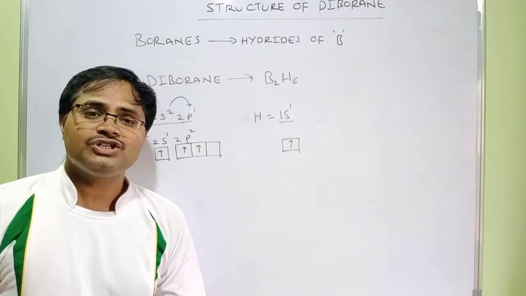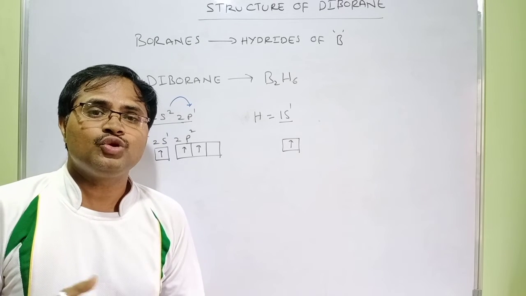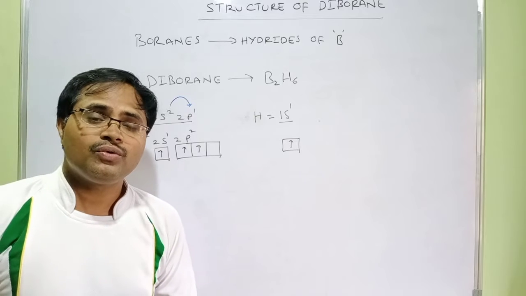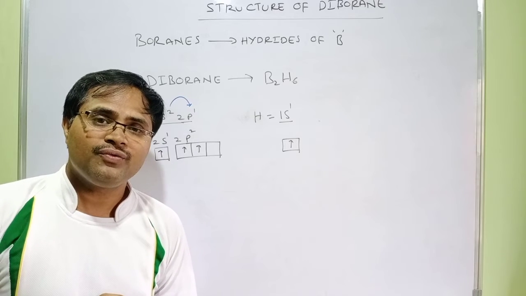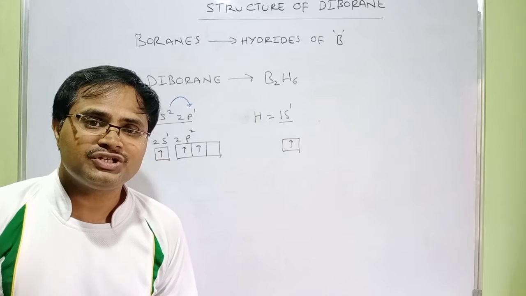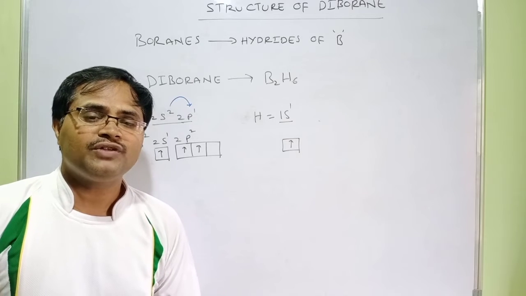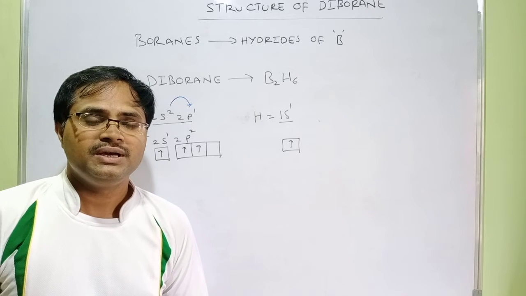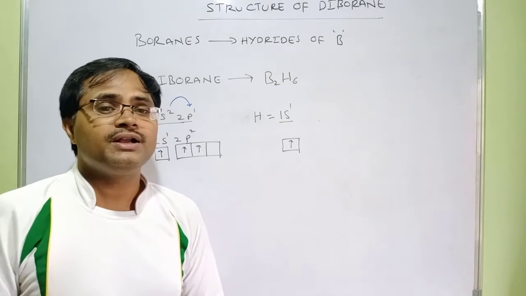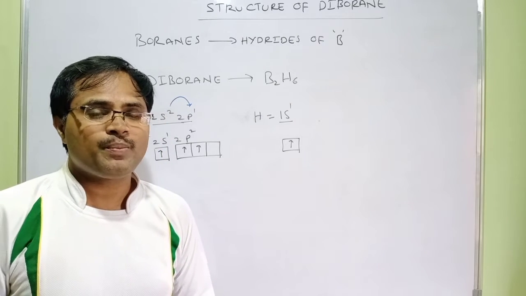Hi students, in the last video we discussed 13 group elements. We have seen electron configuration. Moreover, we also discussed electronegativity, ionization energy, atomic radius, and various oxidation states shown by the elements of the 13th group. So all these things we have seen. We also found that there are some abnormal conditions associated with those properties.